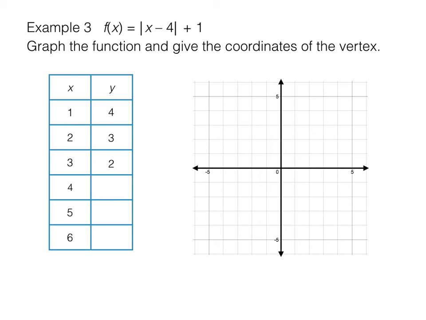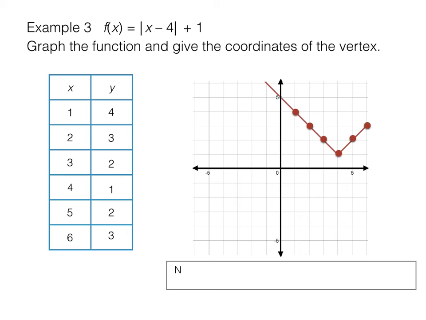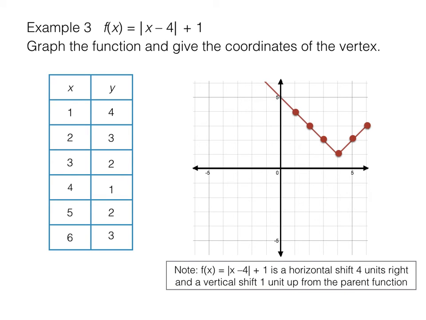The absolute value of 4 minus 4, that's the absolute value of 0, plus 1 is 1. And here the graph turns, and we start increasing again. So we'll plot these points, and we'll observe our vertex is 4, 1. And we'll notice that this particular graph, the absolute value of x minus 4 plus 1, is shifted 4 units to the right and 1 unit up from the parent function.